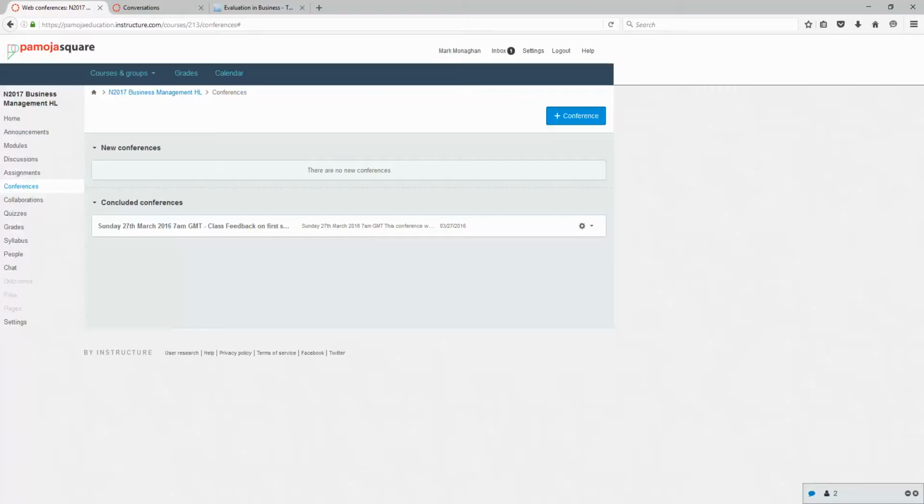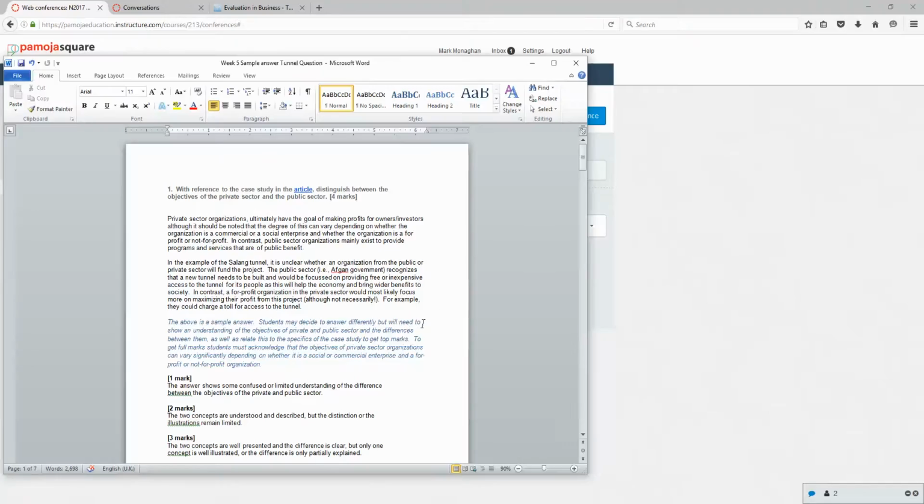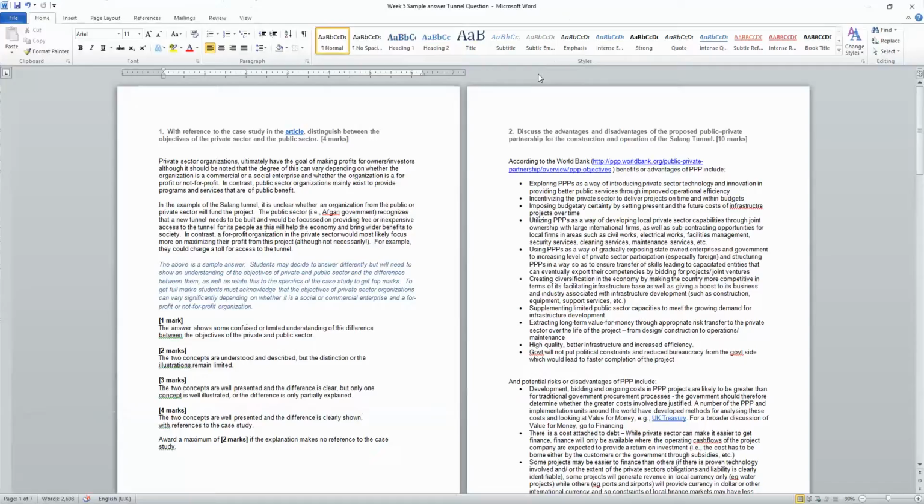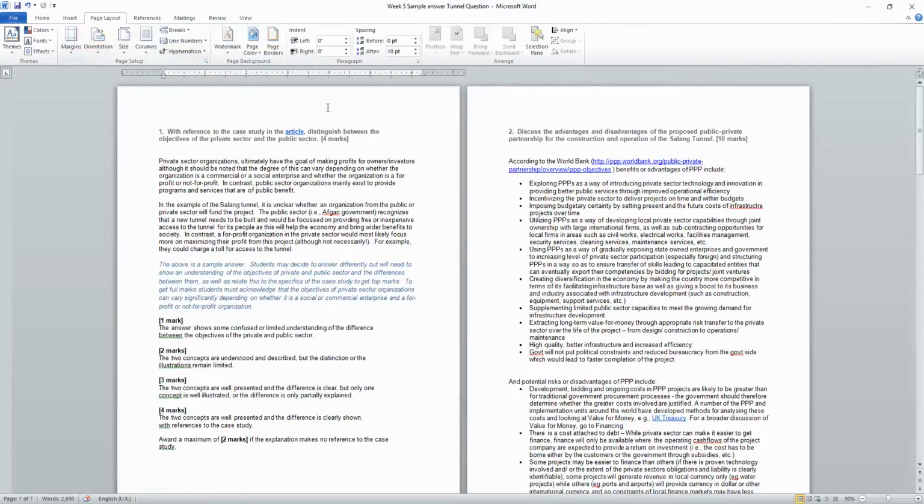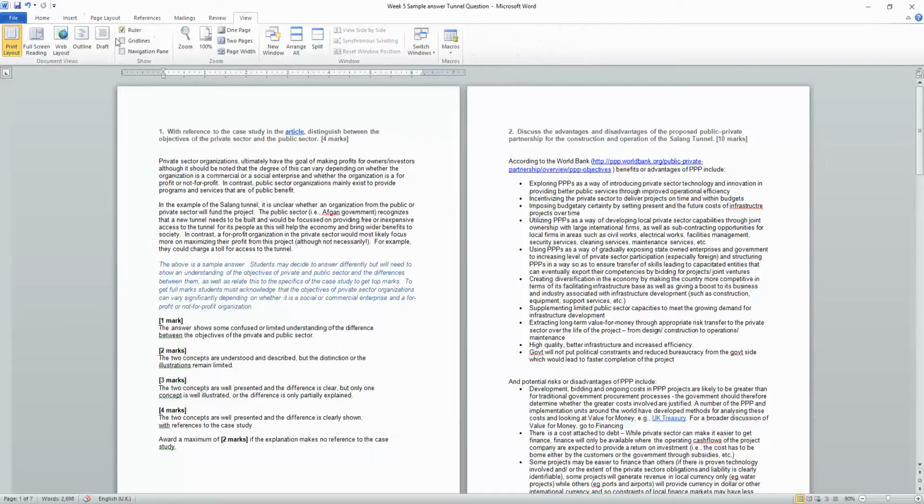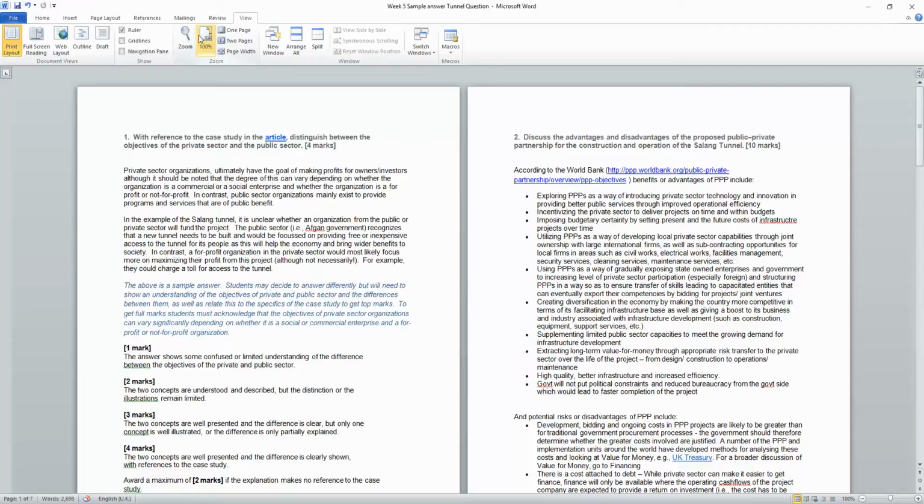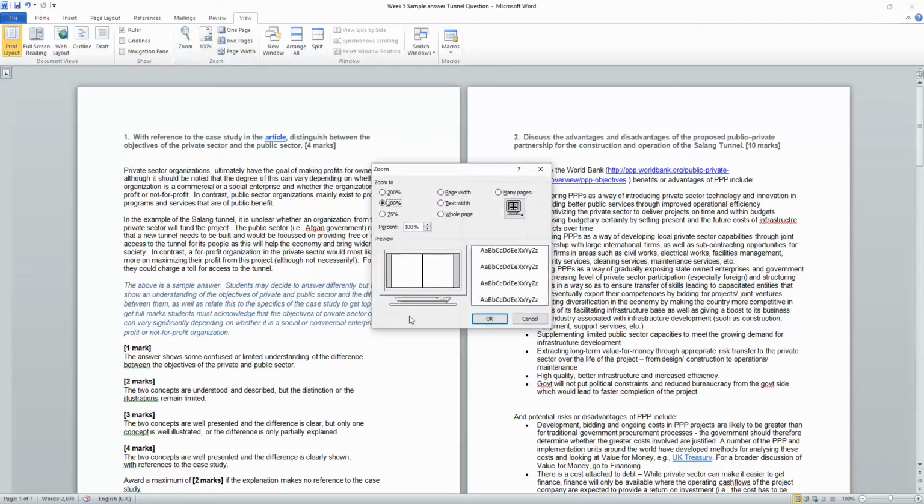Okay, so first of all then, let's look at the first question. So I'm going to change the page layout so we can see the whole of the page. So view, print layout, and zoom in a little bit more. Okay, so page width. Okay, right.